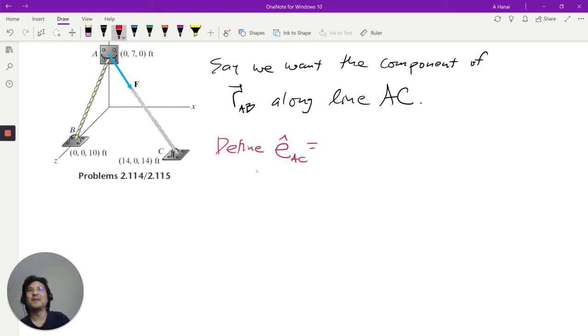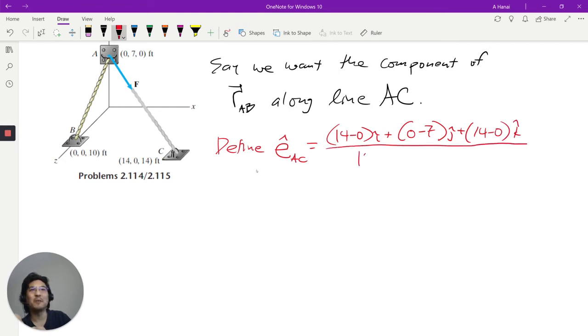From A to C, the position is 14 minus 0 in the i direction, 0 minus 7 in the j direction, and 14 minus 0 in the z direction. But for a unit vector, we need to divide by its own magnitude. Okay, so we've got the unit vector along the line.